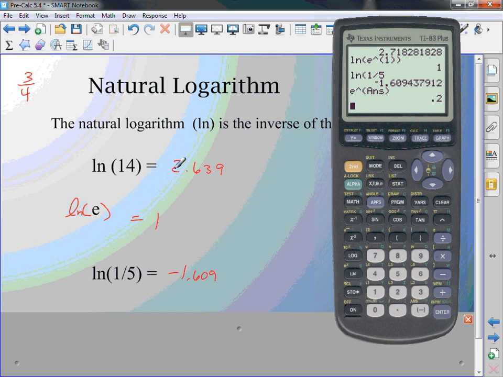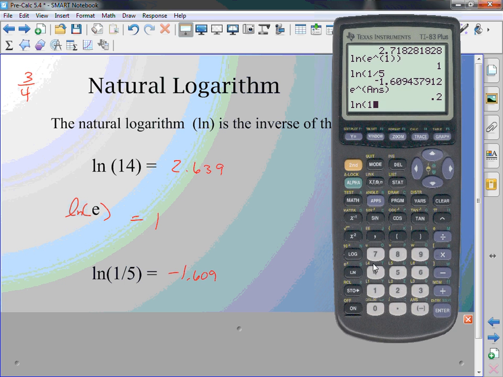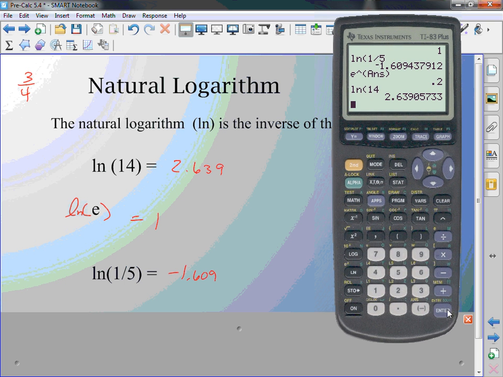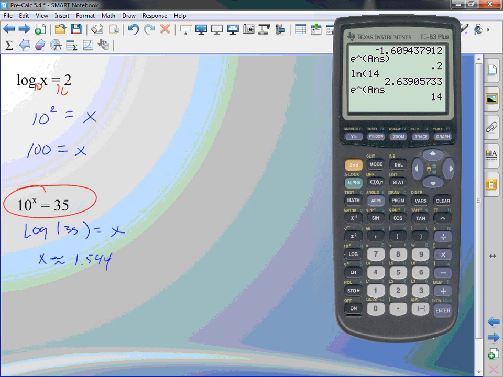If I take e of that decimal, it'll give me 14. E to that will give me 14. Just like on the last one, 10 squared will get me what x is. Sorry, not 10 to the 35th.